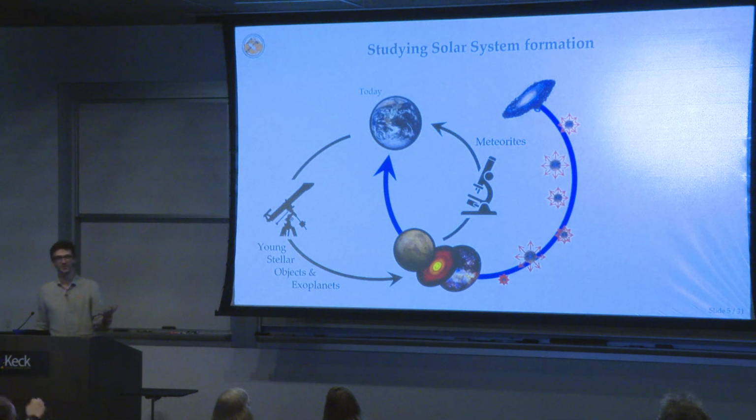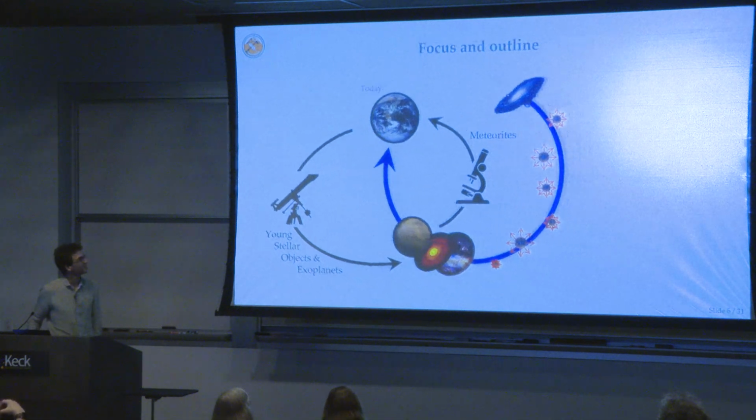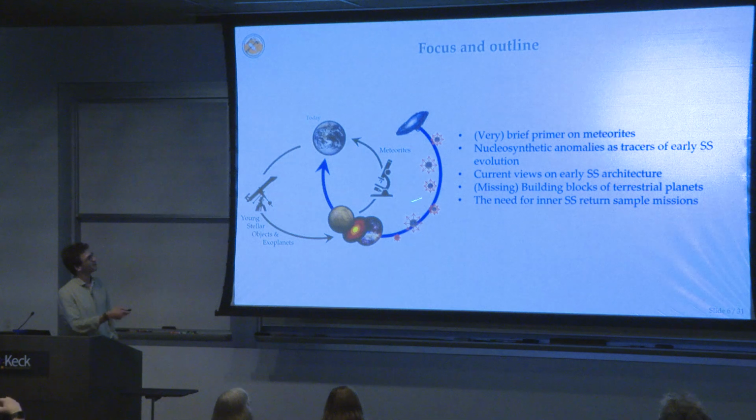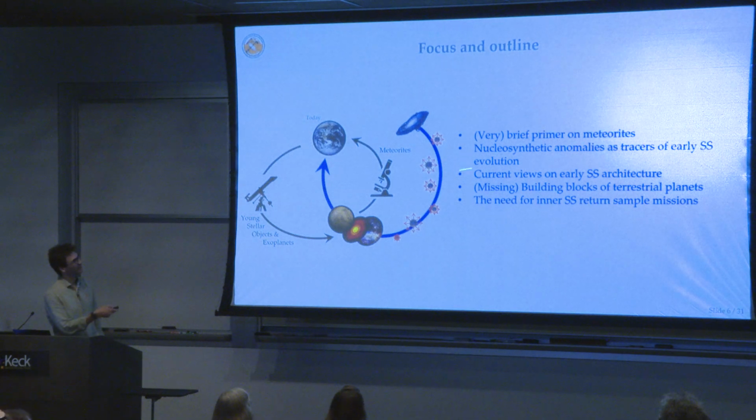They are remnants of the formation process. And so the very brief outline: I'm going to give a very, very brief primer on meteorites, but I expect everyone knows that already. And then we're going to look at nucleosynthetic anomalies and how they allow us to trace the processes and the mixing and everything that happens in the disk. We're going to look at what we think we know as of today, and then discuss the missing building blocks of terrestrial planets and why that really requires that we go and get some inner sample return missions.